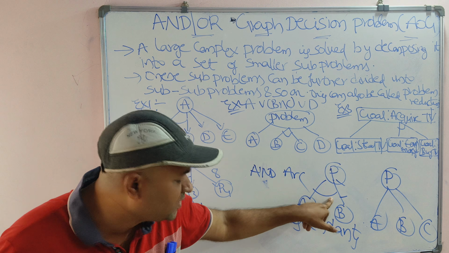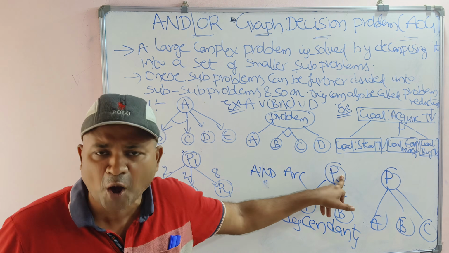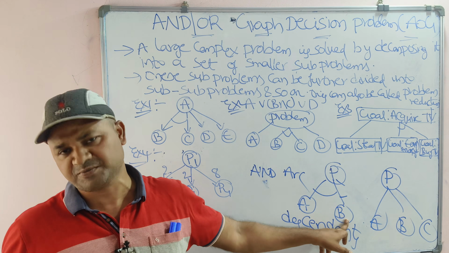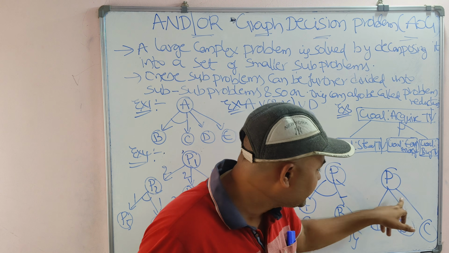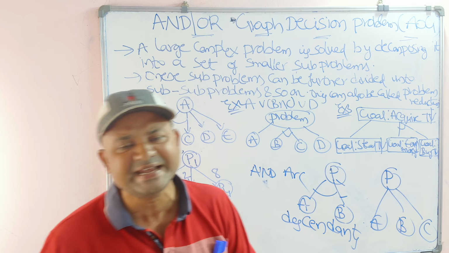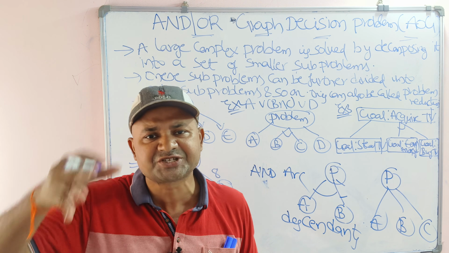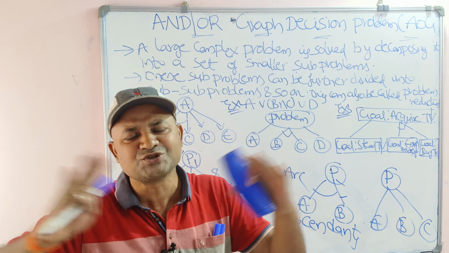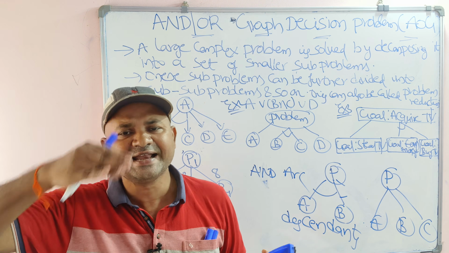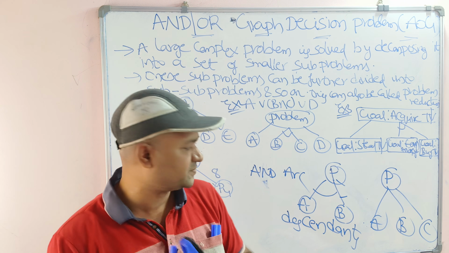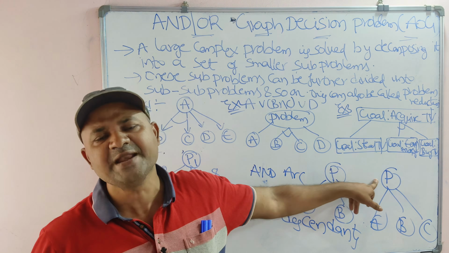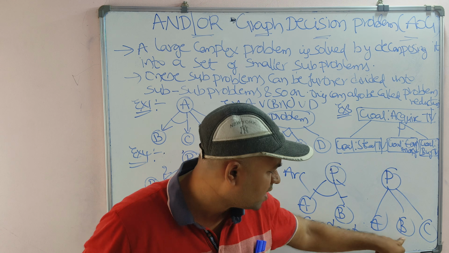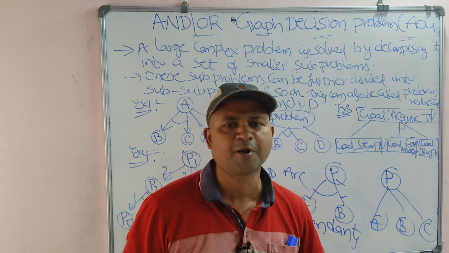Here we have an AND node. So in order to solve problem P, we must solve both A and B subproblems. If you see here there is no arc. If there is no arc, then it represents OR. OR means choice. So if we solve one node, then it is sufficient. There is no need to solve all its children or all its descendants. So problem P can be solved by solving either subproblem A or subproblem B or subproblem C.